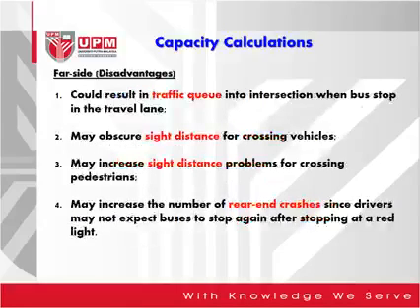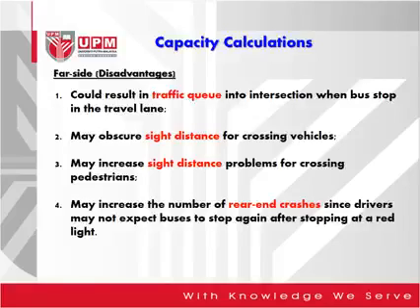There are 4 disadvantages for far side bus stop. The first one, it could result in a traffic queue into the intersection when the bus stops in the travel lane. That means the bus will occupy one lane, and this always refers to the online bus stop. The second, it may block the sight distance for the crossing vehicles. And the third, it may also increase the sight distance problem for the crossing pedestrians. It will block the view of the crossing vehicles, and also of the pedestrians.